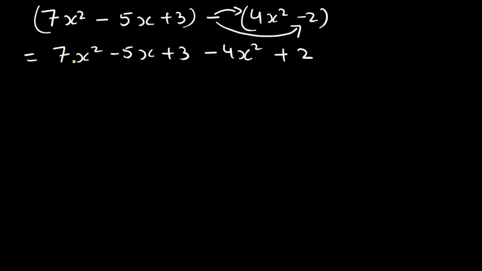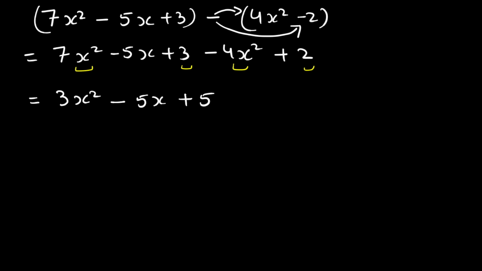And now we can solve it because we have the like terms x squared and x squared over here. That will give us 7 minus 4, which is 3x squared. And the next, we do not have any other x over here, it's empty, and we simply have the numbers without any variable. So we'll do 3 plus 2, which is positive 5, but before that we need to write negative 5x and plus 5. So this is our final answer.